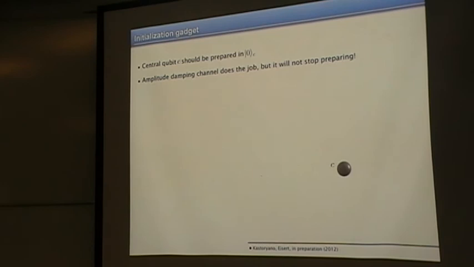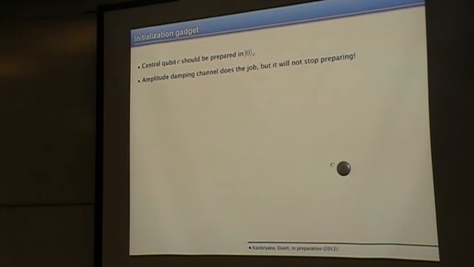Okay. I should speed up a little bit, but not too much. Let's assume you want to prepare this system in the ground state, in zero. How do you do it? Well, if you apply an amplitude damping channel, you prepare it in zero. Of course you can do it, but it will stay zero, zero, zero, and you cannot stop preparing. But then you cannot do anything else, because it will just keep preparing. If you want to measure something, you cannot, it will still prepare. You want to prepare and then stop preparing. That's the point of the preparation measure.